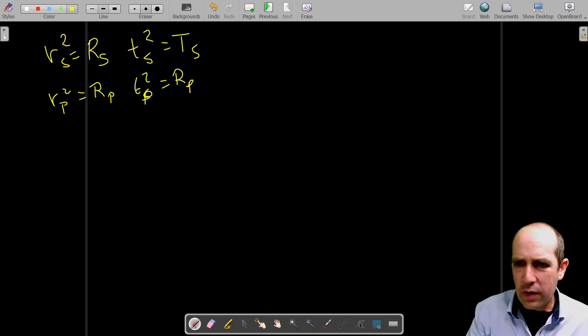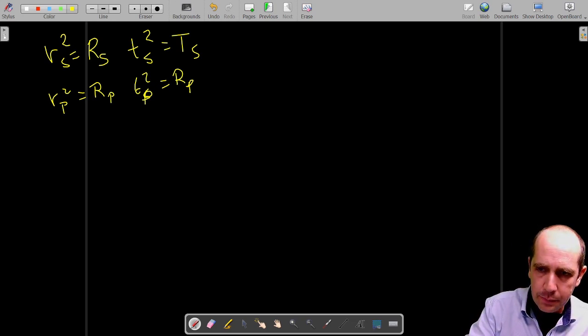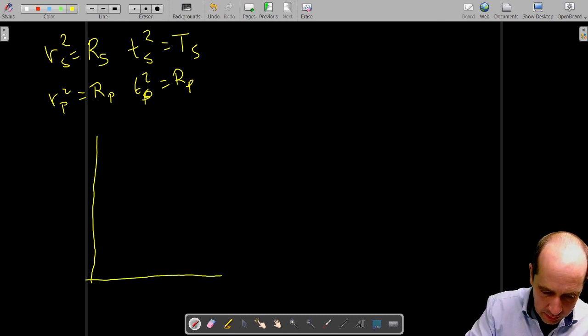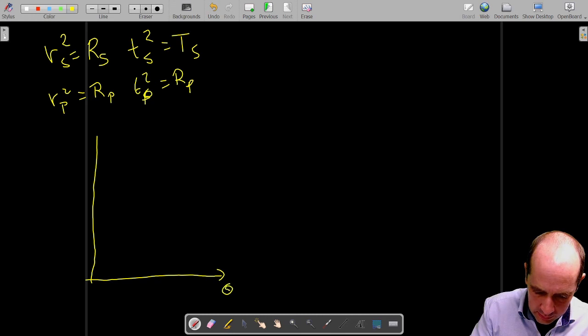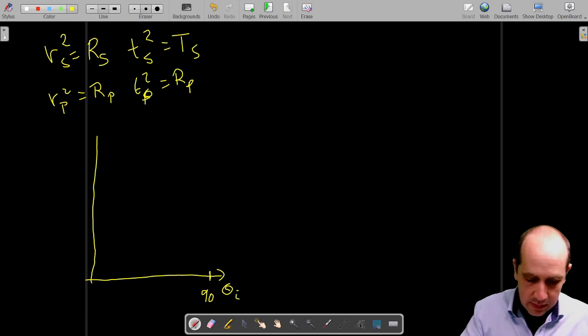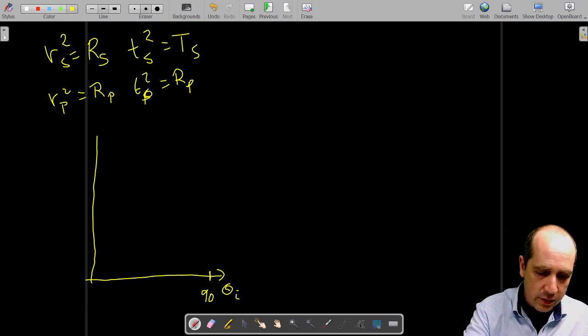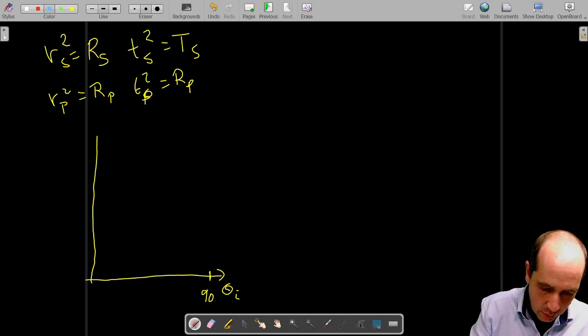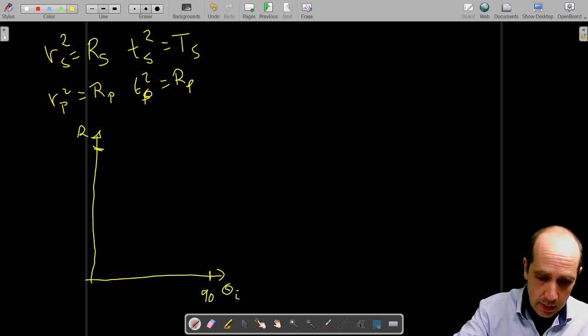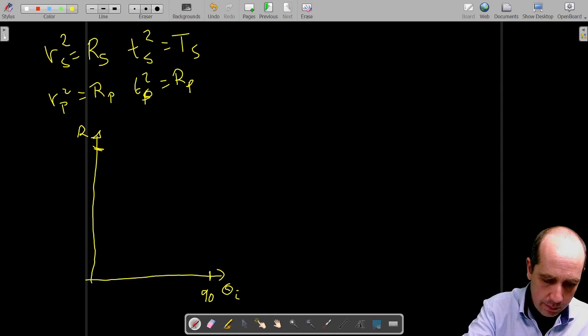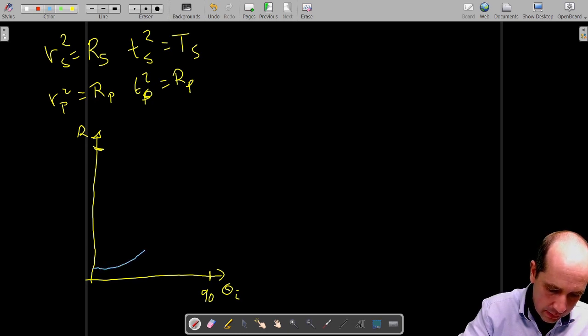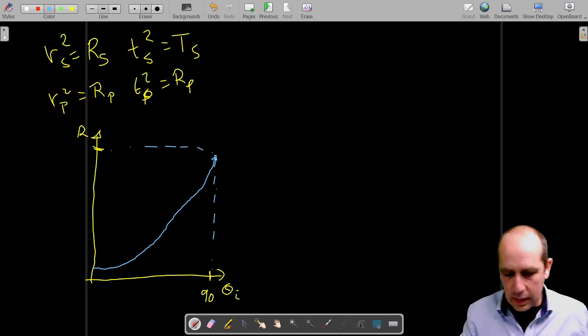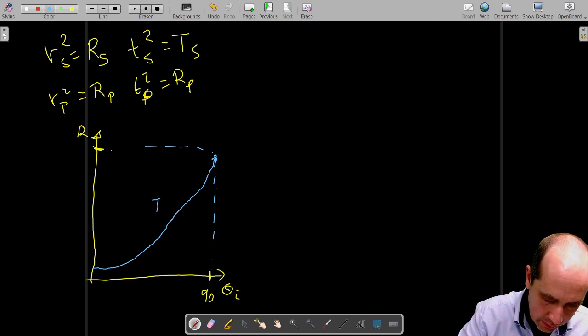I will just draw the reflection coefficients. You can imagine what the transmission ones will be. I will draw two different cases. This is the angle of incidence, and this is 90 degrees. If we take the transverse electric component, this is the reflection coefficient, the transverse electric case. It starts very low, somewhere around 5%, and it just goes up monotonously until it reaches 1 at 90 degrees.